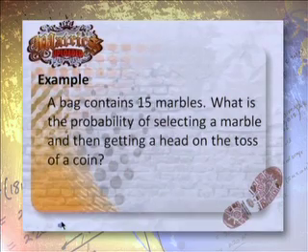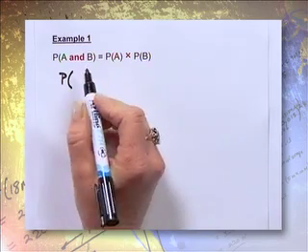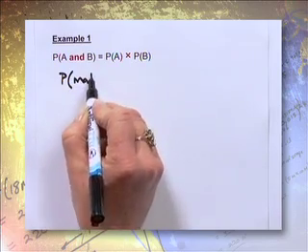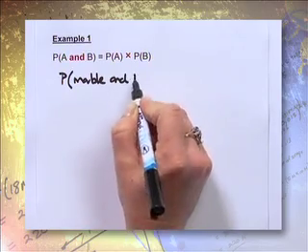Welcome back, grade 12s. We're going to have a look at some more problems where we have independent events. A bag contains 15 marbles. What is the probability of selecting a marble and then getting a head on the toss of a coin? So what are the two things we're looking for here? We're looking at the probability of selecting a marble and then, on a toss of a coin, getting a head. So we've got to get the probability of a marble and the probability of a head.